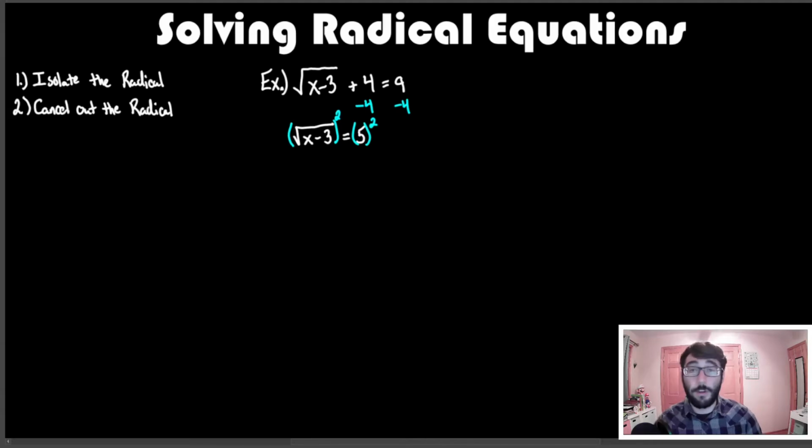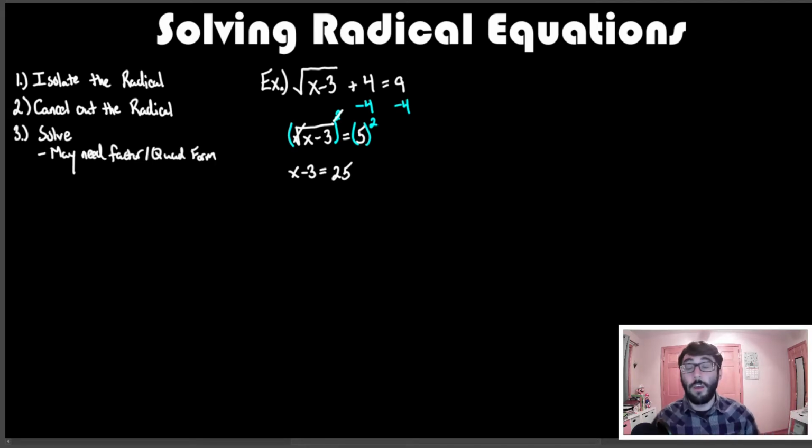So basically, in order to cancel out a square root, you must square each side. In order to cancel out a cube root, you must cube each side, and so on. So here we square each side to cancel out the square root, and that gets us x minus 3 is equal to, well, 5 squared is 25. And then from there, we just go ahead and solve. We may have to factor, use the quadratic formula or something like that, but for this one, it's pretty straightforward. We just add 3 to each side, and we get x equals 28.